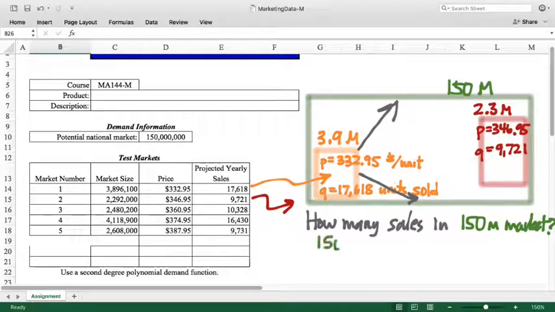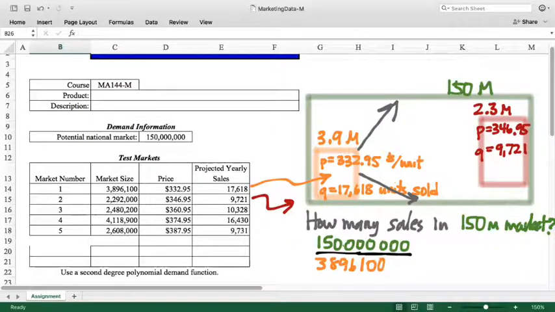150 million divided by my 3.9 million. And let's use the full precision of this number, 3,896,100. And I suppose then I should write out 150 million. So this number, once we compute it, is going to tell me how much bigger my national market is compared to my test market.